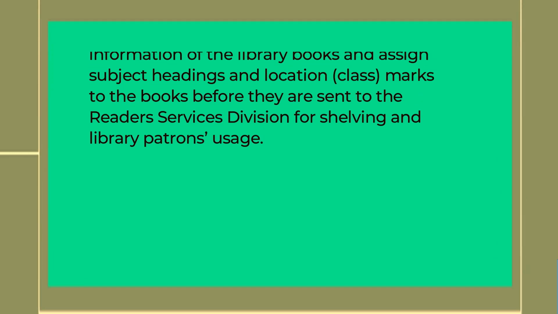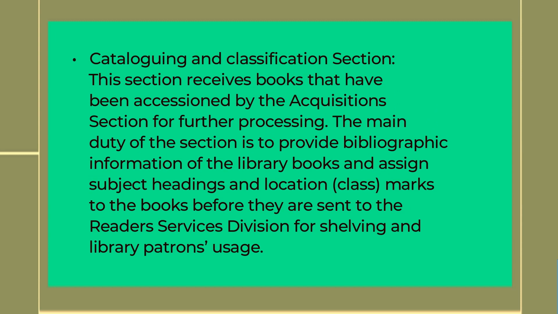Second section, cataloging and classification section. This section receives books that have been ascertained by the acquisition section for further processing. The main duty of the section is to provide bibliographic information of the library books and assign subject headings and location, that is class marks, to the books before they are sent to the Readers Services Division for shelving and library patrons' usage.